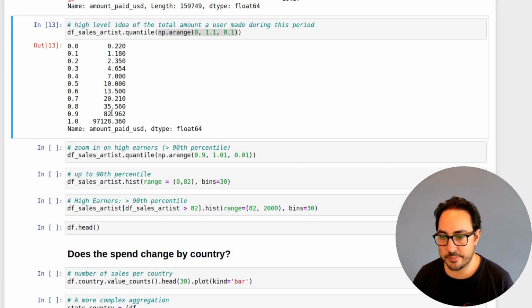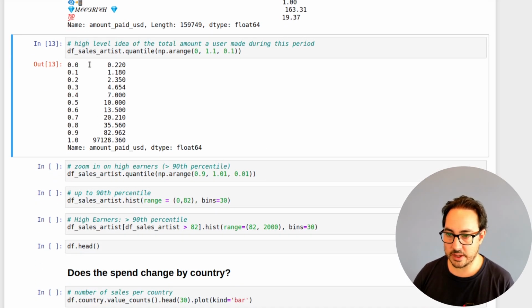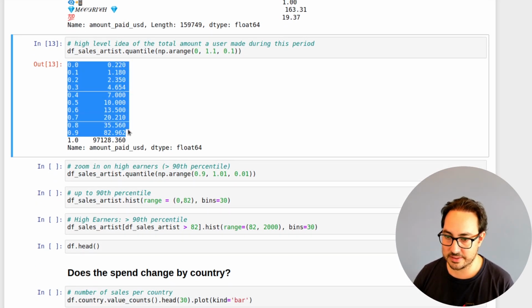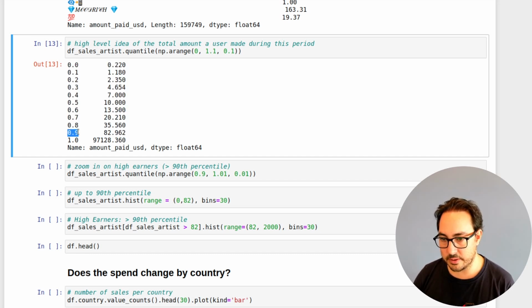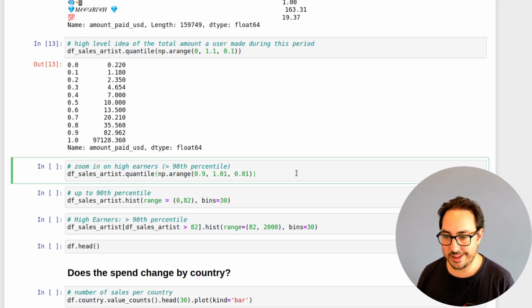Okay, here I can see the minimum value is 0.00220, the top value 97. This gives me an idea of the distribution a little bit more clearly than a histogram. So here the 0.510 seems to be the median dollar spent per artist during this period, right? Okay, so we can see that most of the artists get paid between 0 and 82. Then if we zoom in here, we can see that they get paid a lot more money. So let's take a look at that.